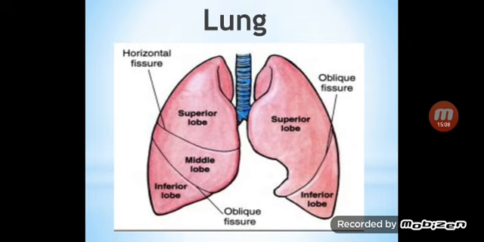Right? So it has a blunt apex. It projects upward into the neck. As we said, the cervical part of the parietal pleura projects about 1.5 inch above the clavicle, above the medial third of the clavicle, right? The lung tissue, here the apex of the lung, extends about 1 inch above the clavicle.